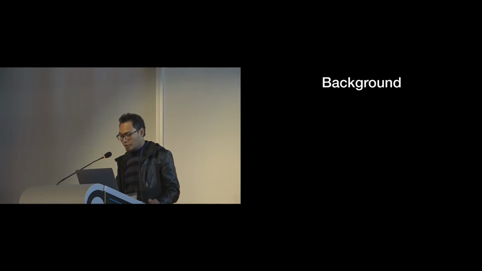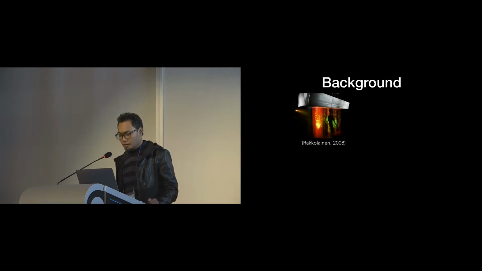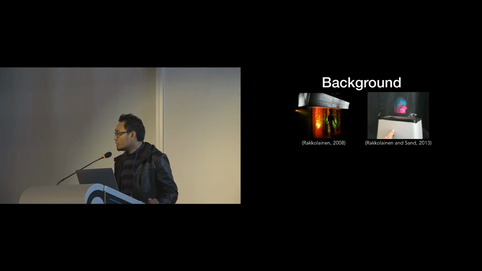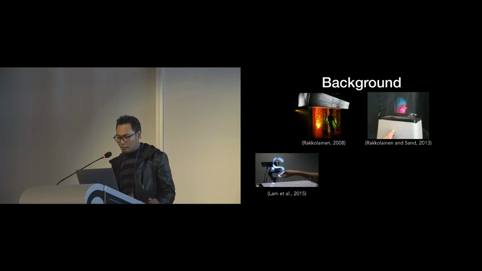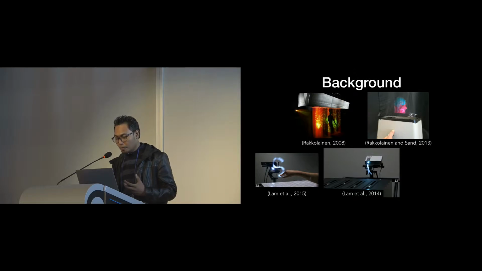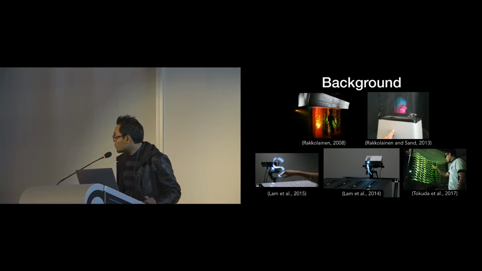Some examples are fog screens from the work by Rakkolainen. He also developed a portable one, and Lam et al. improved the depth of this screen by providing fog emitters in an array. Lam also tried to reconfigure or reduce the mass emitters by using mechanical actuators, while Tokuda created more advanced fog screens, creating convex and concave curves using pipes controlled by five mechanical actuators, which can also adapt to user interaction.